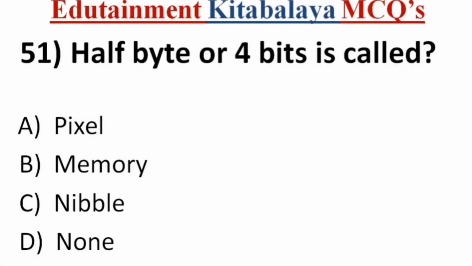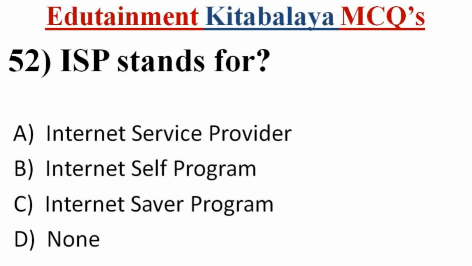Question number 51. Half byte or 4 bits is called A. Pixel, B. Memory, C. Nibble, D. None. Correct answer is C. Nibble. Question number 52. ISP stands for A. Internet Service Provider, B. Internet Self-Program, C. Internet Saver Program, D. None. Correct answer is A. Internet Service Provider.